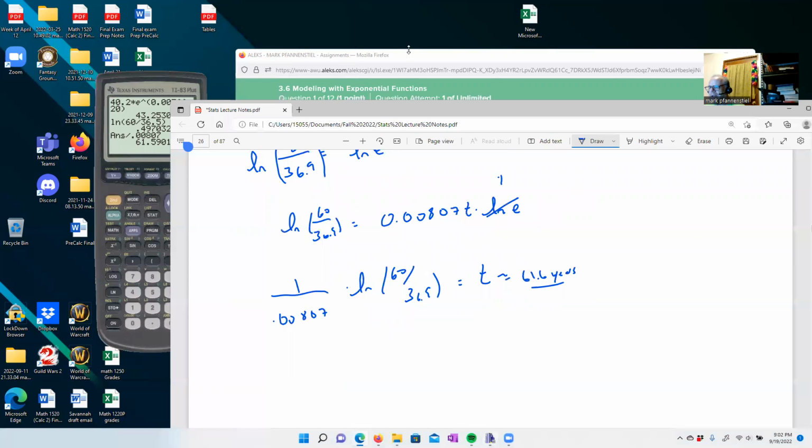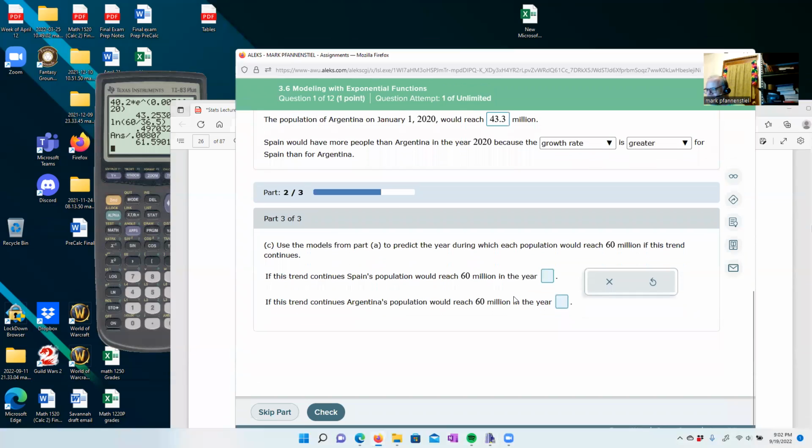So we're going to go ahead and go back to this. We'll say that's going to be in the year, when did we start with? We started with 2000. So this is going to be the year 2000, we'll say 62. We'll round to the closest year.